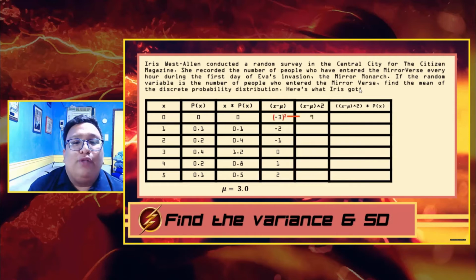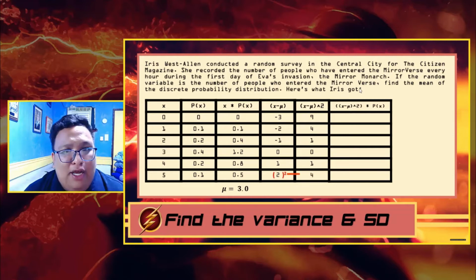Okay, we're going to square it, right? So negative 3 squared is 9. And then negative 2 squared is 4. And then negative 1 squared is 1. 0 squared is 0. And then 1 squared is 1. And then 2 squared is 4.